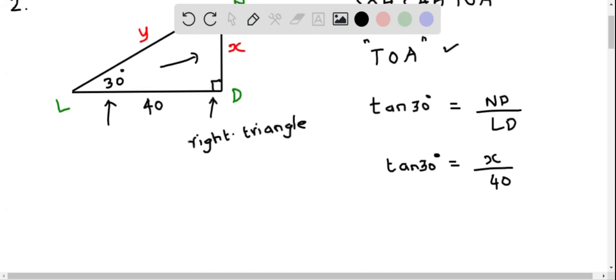And I'm going to multiply both sides by 40. So we get 40 times tangent of 30 degrees equals x. So we can now plug this value into the calculator. Let me do that. So I plug in 40 times tangent of 30. And when I do that, I get 23.09. So we can see that x is approximately 23.09.